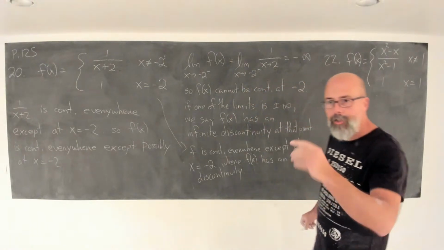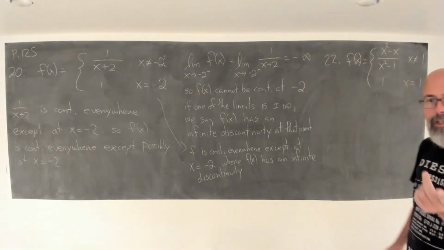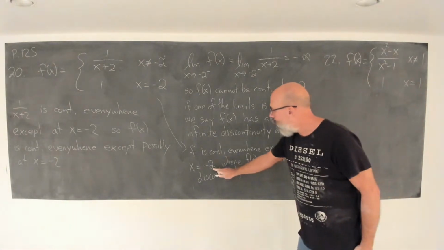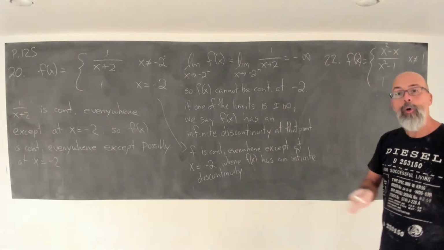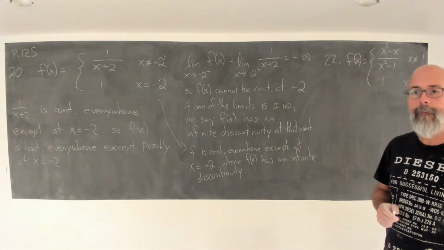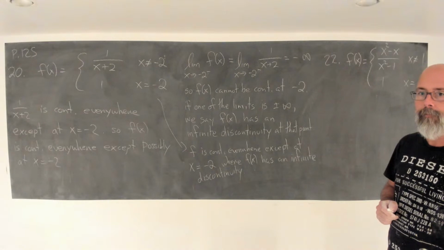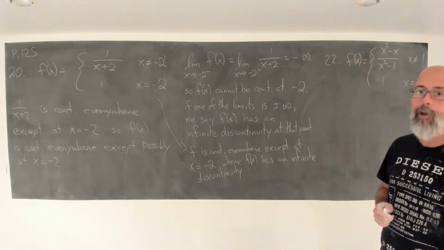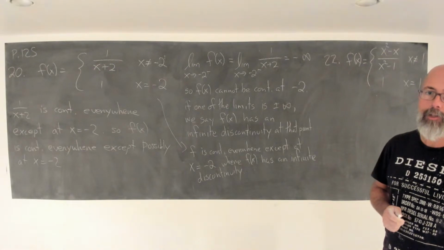Or as somebody has suggested, it's really an asymptote, right, Michael? Michael's suggesting that at -2, you have a vertical asymptote. Yeah, so an infinite discontinuity is really the same as a vertical asymptote.